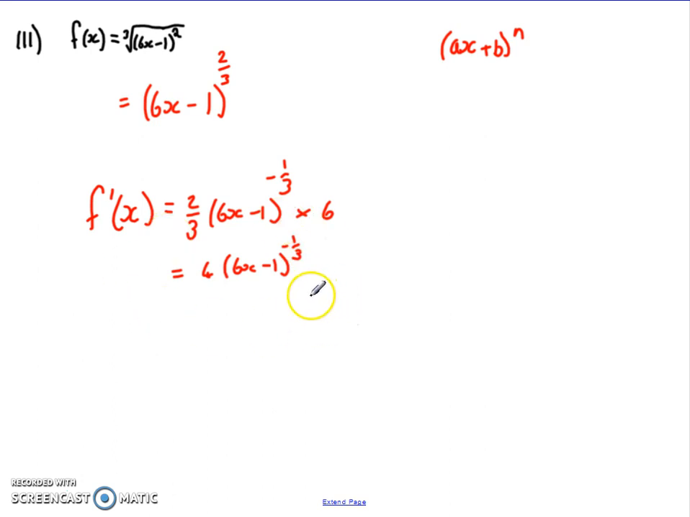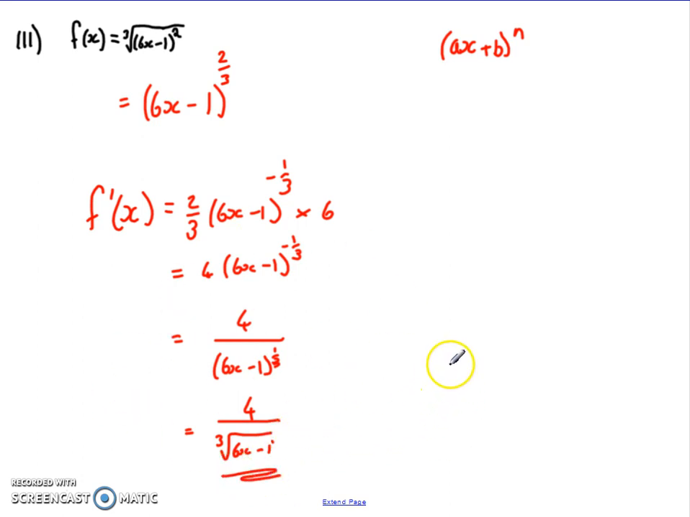Now again, if it doesn't say anything about indices and about having a positive index, this would be a perfectly acceptable final answer. If it does, we'd have to make sure we modified it. So it's a negative index, it goes to the bottom. So 4 over (6x - 1) to the 1/3. And again, remember, a fractional index talks about a root. In this case, 1/3 gives me the cube root. So my final answer will be 4 over the cube root of (6x - 1). Just like that.